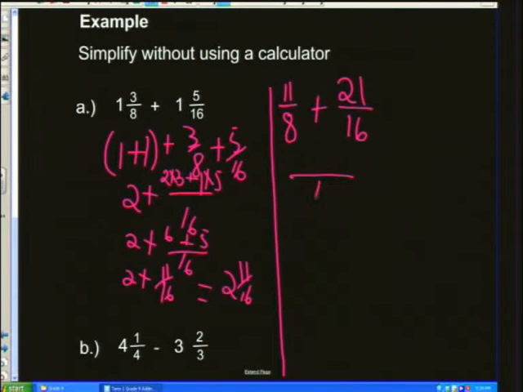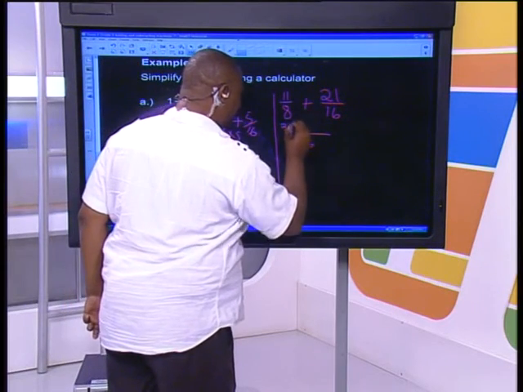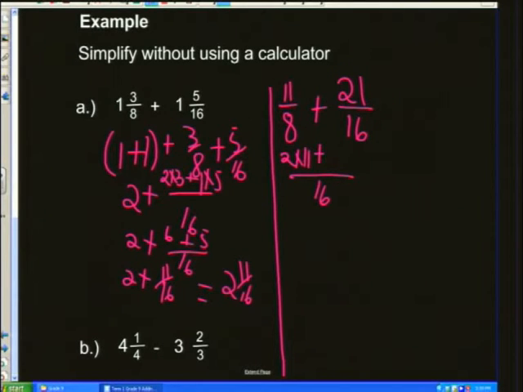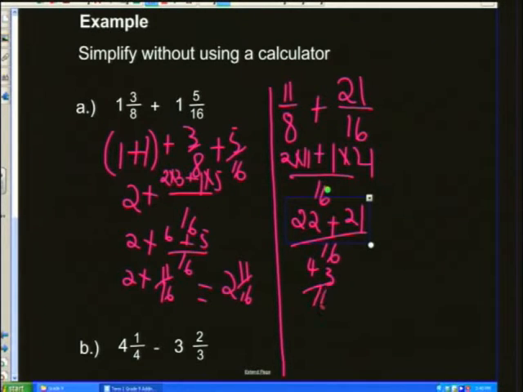LCM is 16. 8 into 16 goes twice times 11, plus 16 into 16 goes once times 21. 2 times 11 is 22 plus 21, all over 16. 2 plus 1 is 3, 2 plus 2 is 4, so 43 over 16.